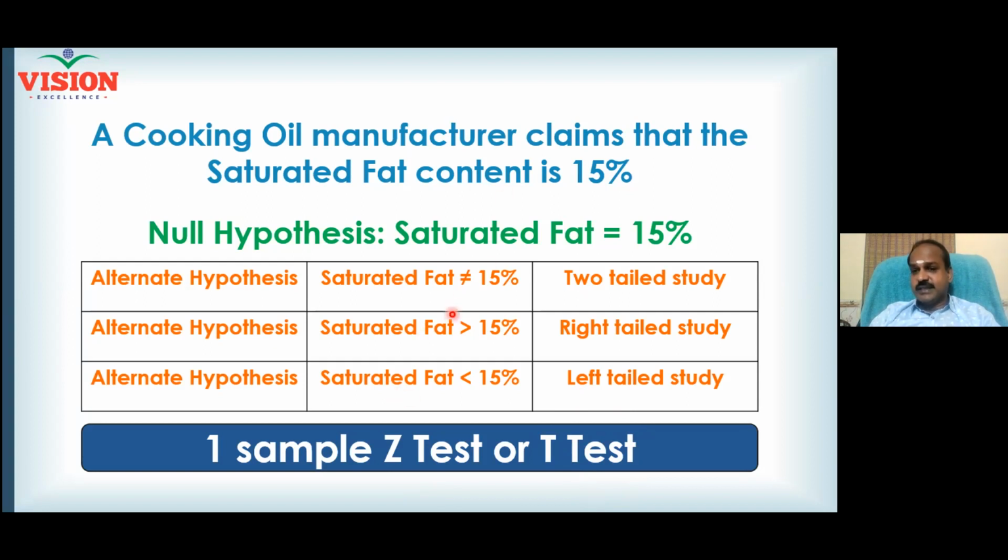When I want to test the inequality, my study is two-tailed. When I want to test whether the lead content or the fat content is more than 15%, my study is right-tailed. Problem is only on the right side. When my study is less than, for example, we are going to conduct a green belt examination. You know what test we are doing? We are doing a left-tailed study.